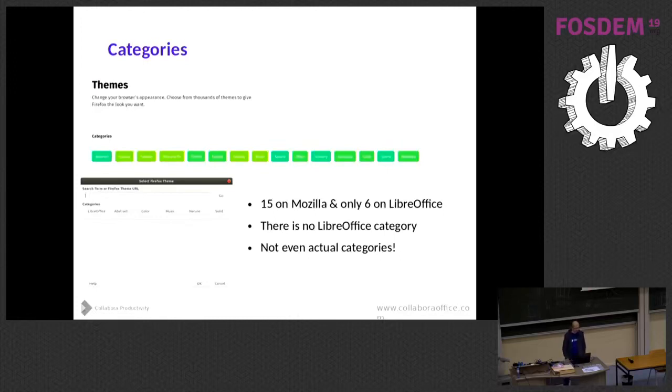The one above is theme categories of Mozilla Firefox. There are like 15 categories for Mozilla, and we had only 6. And we had a category called LibreOffice, and there is no such category. And actually I realized after looking at the code, they weren't even really categories. When you hit the button, it just takes the word as a search term and brings up the first 9 themes it finds.